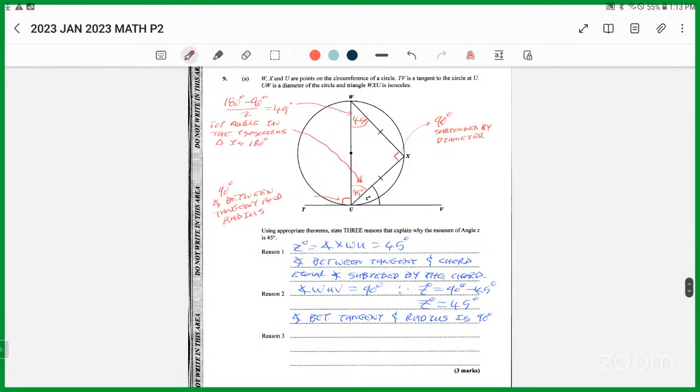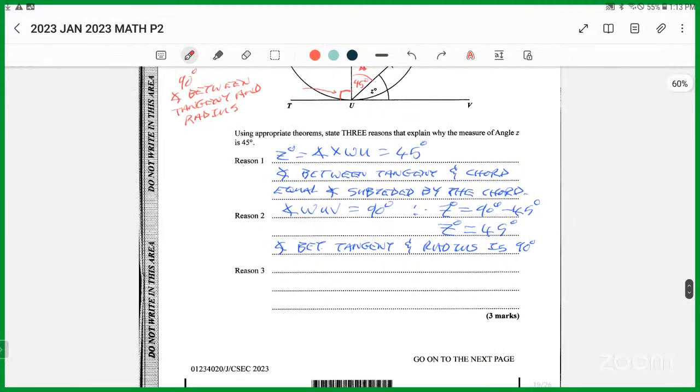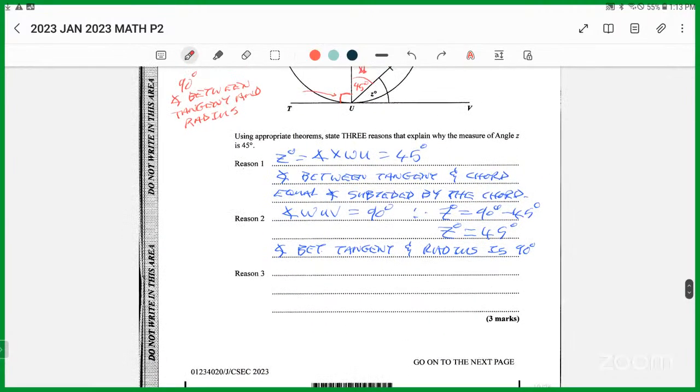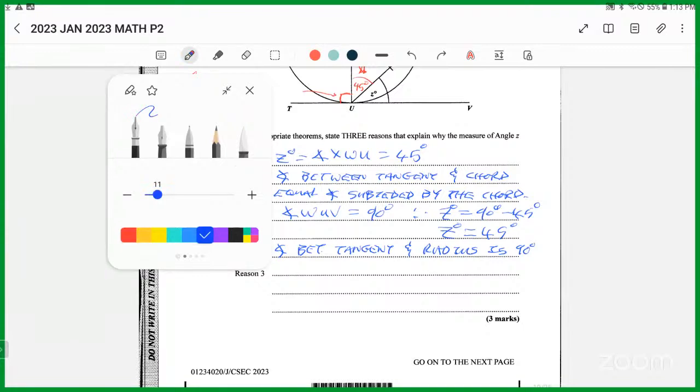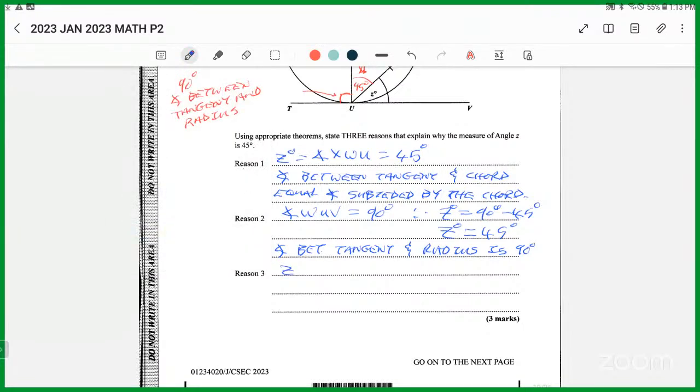And then the last is the straight line. Angles on a straight line are 180 degrees. So Z is 180 degrees minus the 90 and the 45 on the straight line. This is equal to 45 degrees.